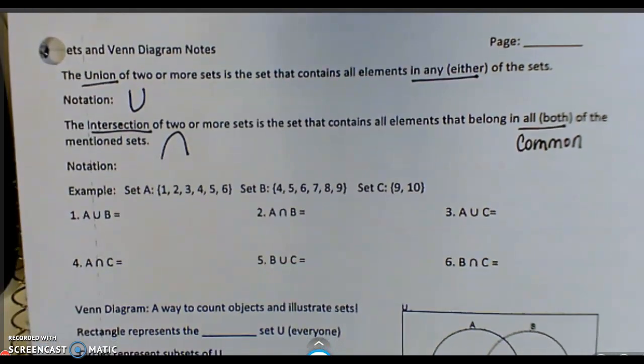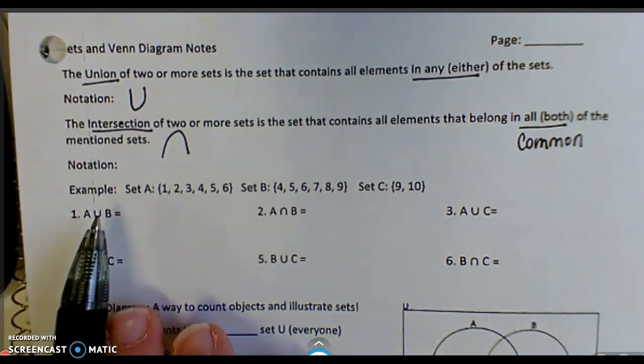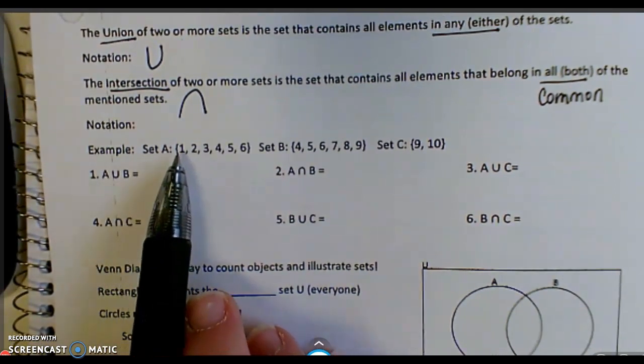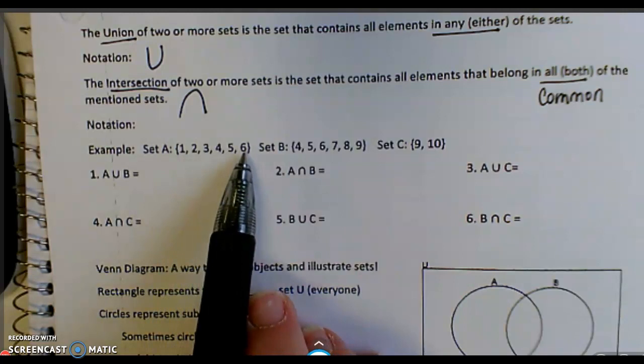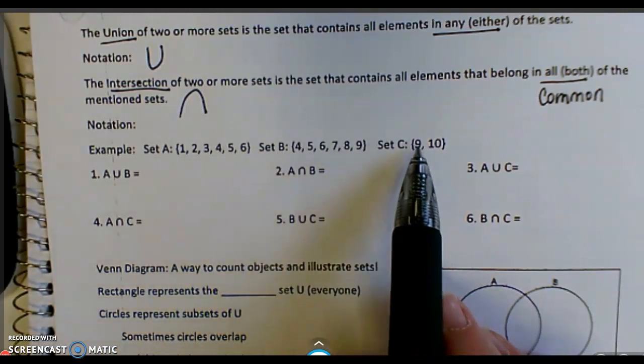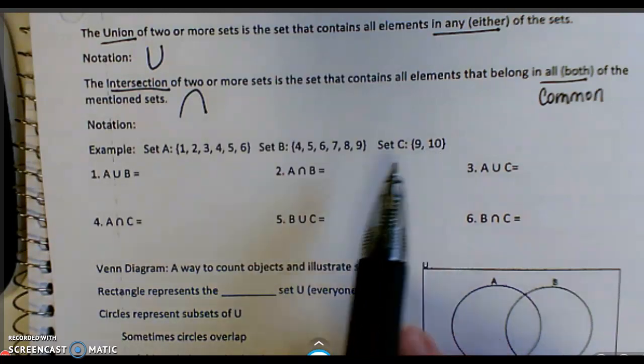Alright, so a set is just a group of elements. And so when I look at this next example, there are these next few examples, we have a set here of just numbers, 1, 2, 3, 4, 5, 6. And we have another set here of numbers, 4, 5, 6, 7, 8, 9. And another set of numbers, 9 and 10.